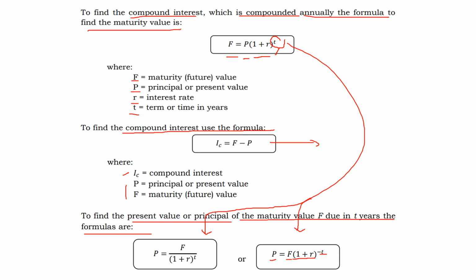It's negative T because again, once we move this (1 + R) raised to T from the denominator to the numerator, we just simply multiply the exponent by negative 1. Meaning to say, it represents the reciprocal. Again, if we move this denominator to the numerator, we just simply multiply the exponent by negative 1. That's why it becomes negative T here.